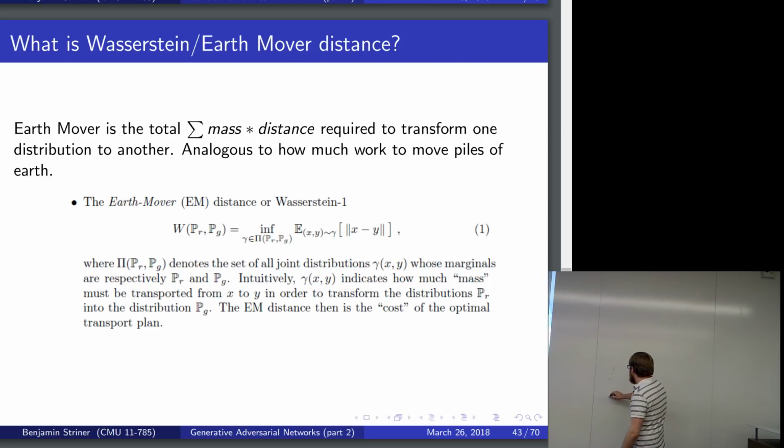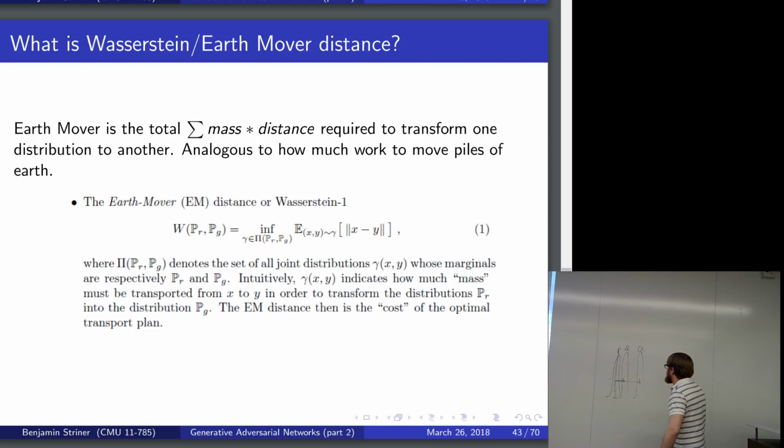So if this is P and this is Q, then the Earth Mover is this height times this width. And if Q was over here, then the Earth Mover would be this height times this width, right? That's your Earth Mover distance, because it represents, oh, I need to pick this thing up and carry it over here, or I need to pick it up and carry it all the way over here.